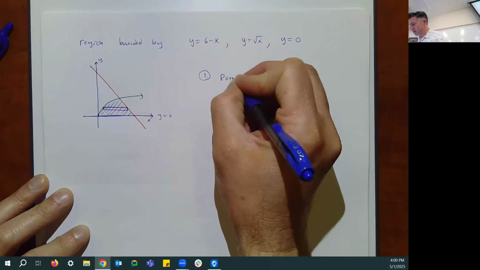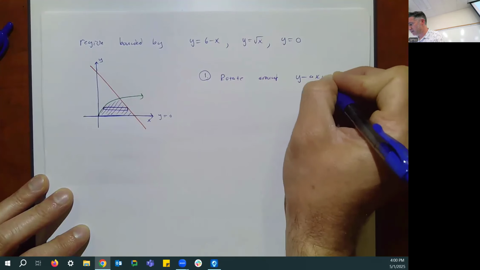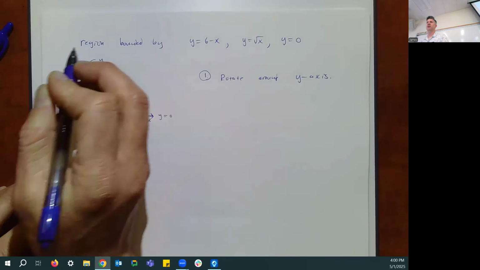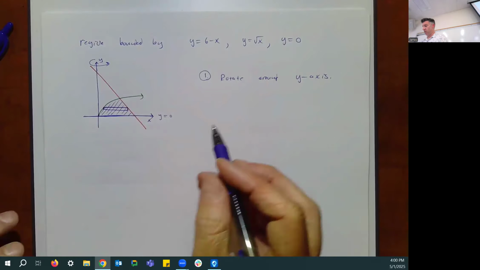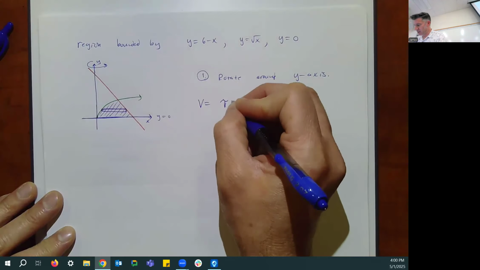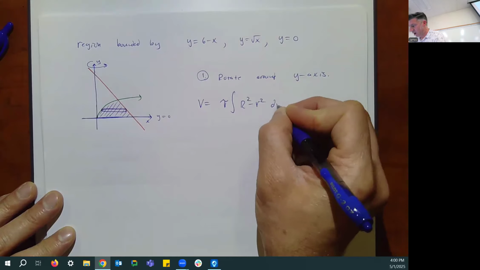Okay, so if we rotate around the y-axis, are we using the shell or the washer method? Washer, because our strip is perpendicular to our axis of rotation. So on the y-axis, our volume is going to be pi times the integral of the big radius squared minus the little radius squared dy.